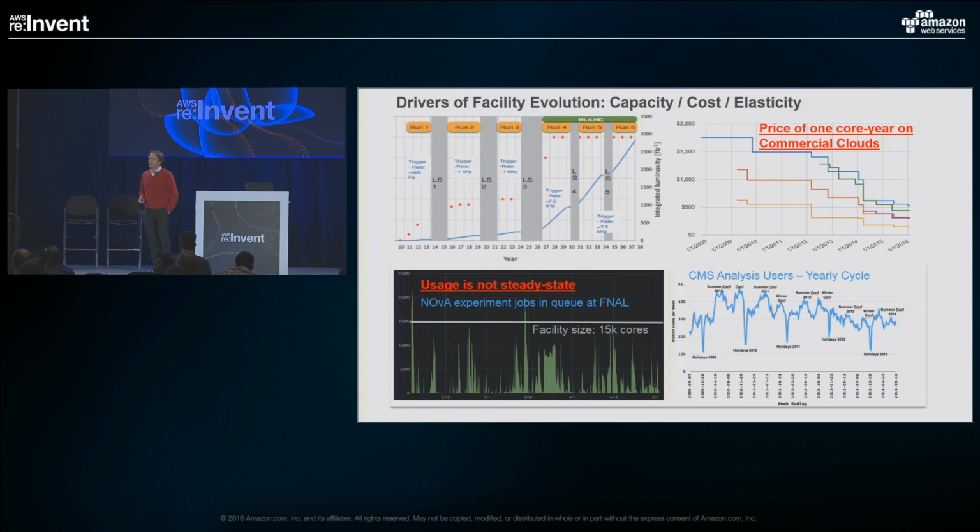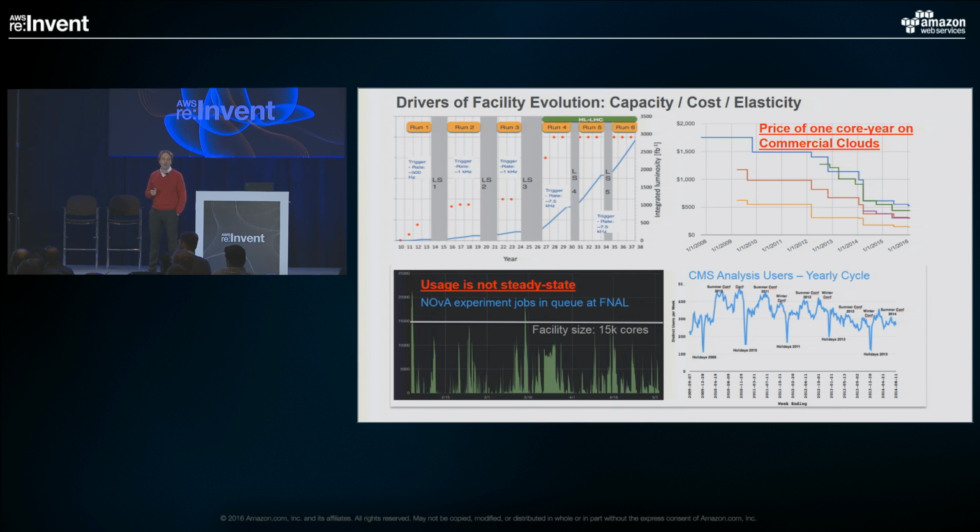Why are we evolving our infrastructure? If you look at the top left graph, you have a visual representation of the performance of the LHC, the Large Hadron Collider, over the years. While we are in the 2015 to 2019 run, we foresee gathering about 160 petabytes of data.